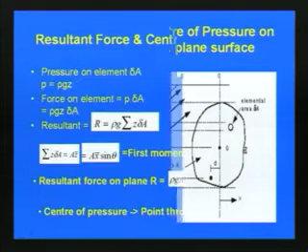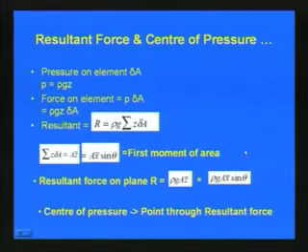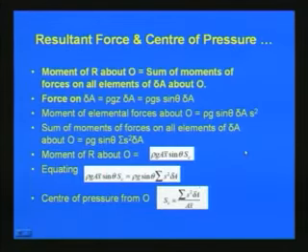So how do we find this center of pressure? With respect to this problem which we are discussing now, we can take the moment of R, the resultant force, about the point O. That will be equal to the sum of moments of forces on all elements of delta A about O. So we are finding the center of pressure by taking the moment of the resultant force about O, equating that to the sum of moments of forces on all elements of delta A about O.